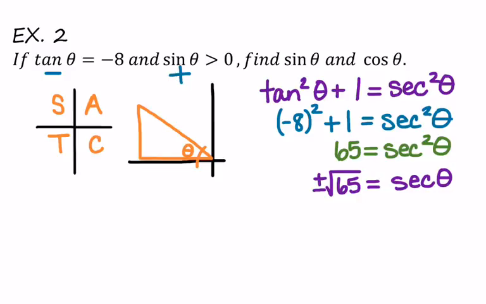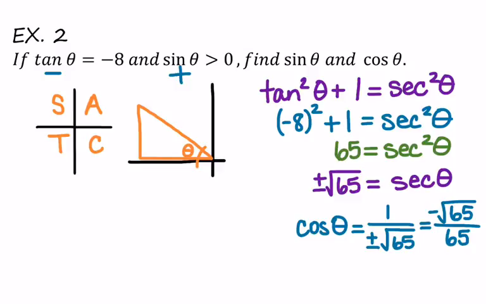So since I know the secant, then I actually know the cosine value because cosine is the reciprocal of secant. So I can do 1 over the positive and negative square root of 65. Now I can't leave the square root of 65 in the denominator, so I have to multiply by the square root of 65 on the top and bottom, and this will actually be the square root of 65 over 65. I've gone ahead and dropped the positive sign because I know in quadrant 2 only sines should be positive, so that means my cosine answer has to be negative.